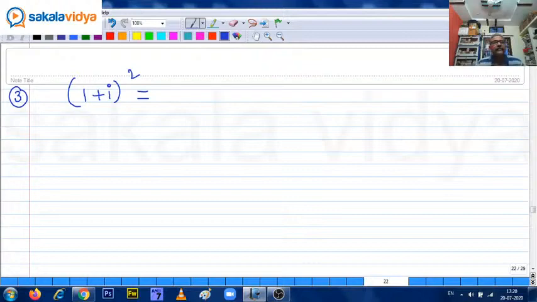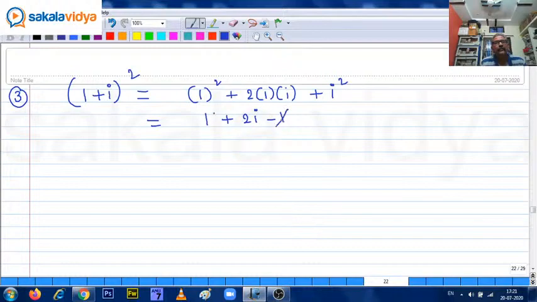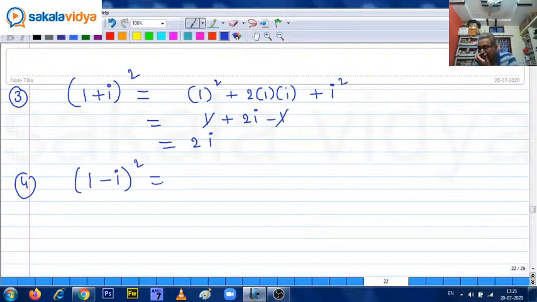Okay. Right. What is 1 plus I whole square? See, 1 plus I whole square means you need to use A plus IB whole square. That is A square, 1 square, 2AB, 2 into 1 into I, plus I square. Very interesting this is: 1 plus 2i, I square is minus 1, both cancel, you get 2i. Now find 1 minus I whole square. What is 1 minus I whole square?